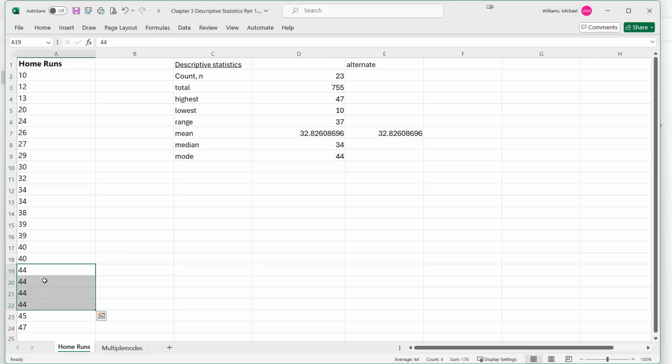44. It's amazing. These were really amazing production of home runs. These seasons here. These are not great, but you know, even these are pretty good for a major league player.